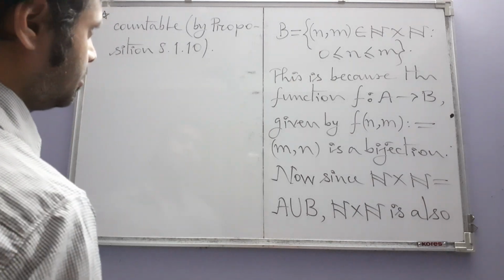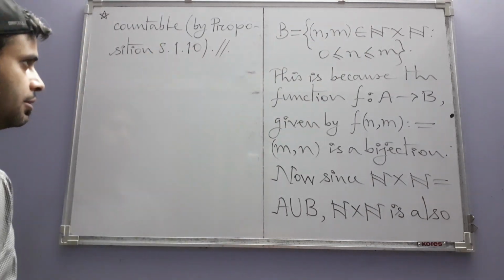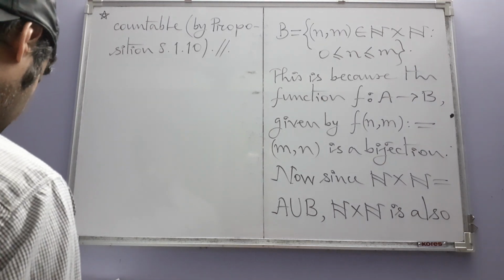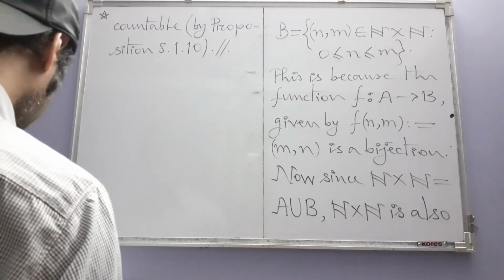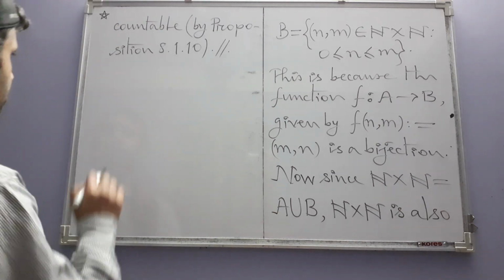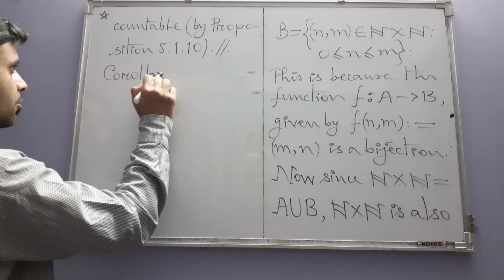And that's just it. So we have proved that the Cartesian product of N is countable. Now there is a more general result than this, which we will not prove now, but we will state it, the next corollary.